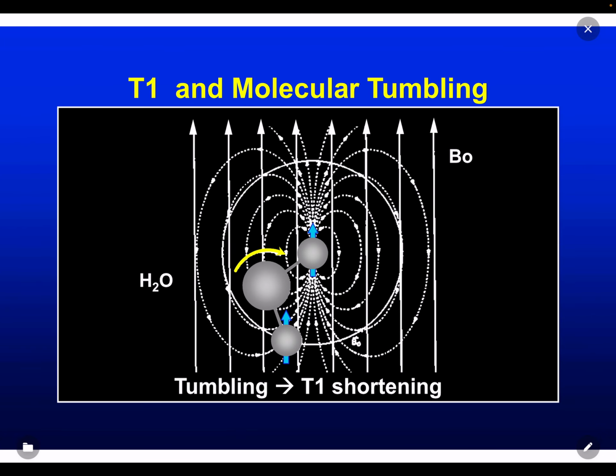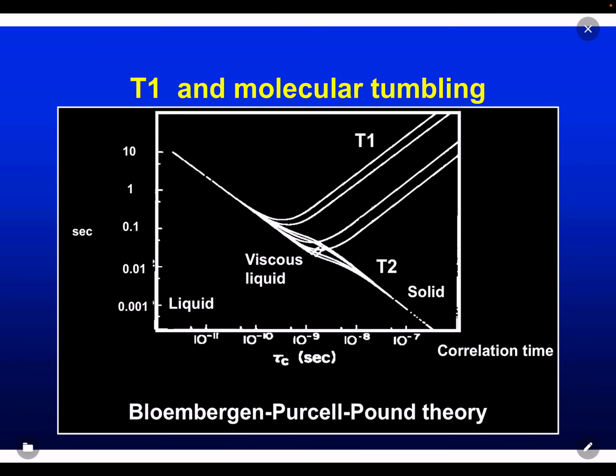The T1 values are actually affected by molecular tumbling. The molecular tumbling is just like an RF pulse, so it causes T1 shortening. We have the BPP theory about T1 for solids and liquids. For a solid, the T1 constant is longer. For a viscous liquid, the T1 constant is shorter.